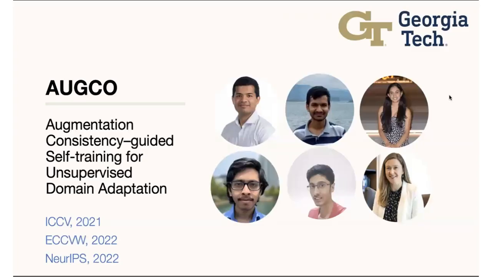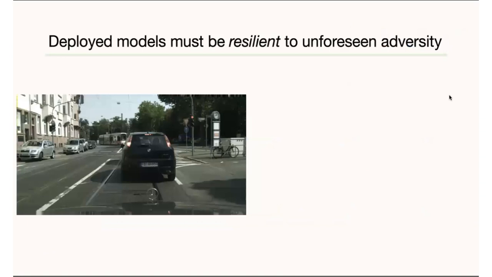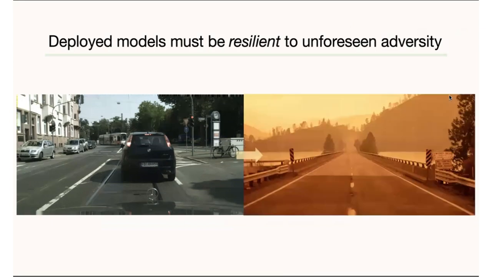Okay, so now I'm going to be talking about some of our work on domain adaptation. This was a line of work done with collaborators at Georgia Tech that led to a few publications. We've talked so far about robustness, and now we're going to talk about adapting to unforeseen distribution shift. Unfortunately, if you have a self-driving car that needs to drive in something like wildfire haze, you don't want it to completely break down. You do want it to adapt to unforeseen distribution shift.